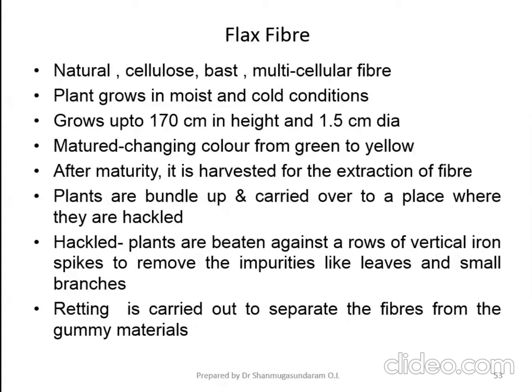Like jute, flax is an annual plant. The plant from which the fiber is extracted grows in a moist and cold condition. The plant grows up to 170 centimeter in height and 1.5 centimeter in diameter. The plant matures by changing its color from green to yellow. So after maturity, it is harvested for the extraction of the fiber.